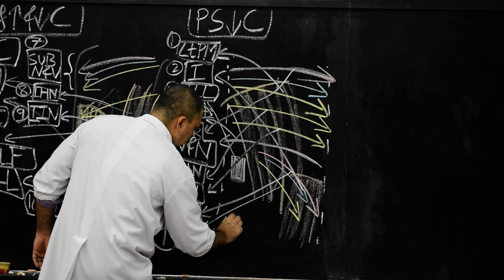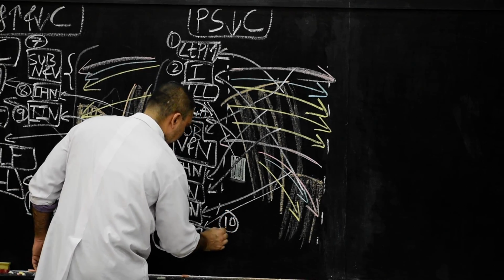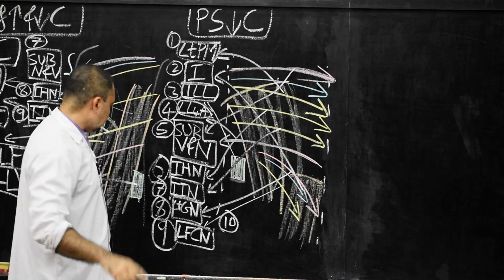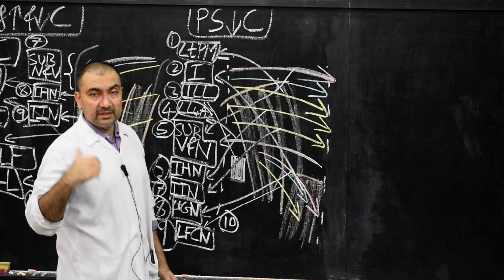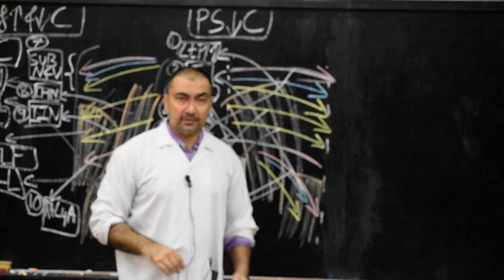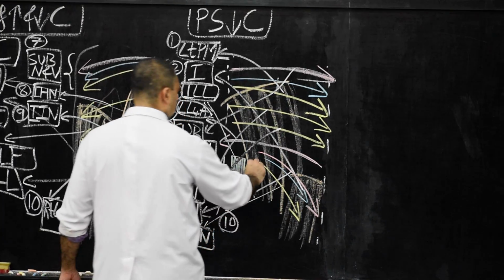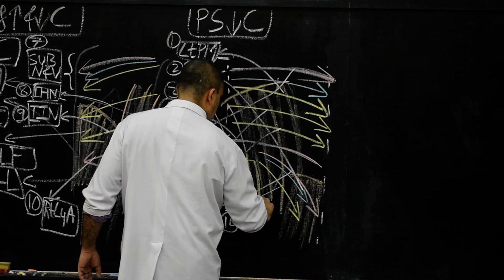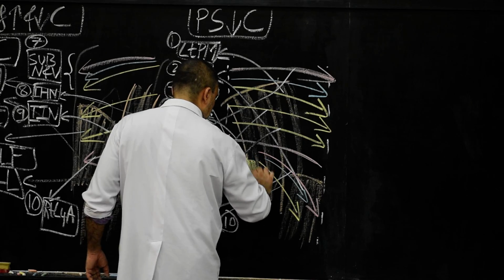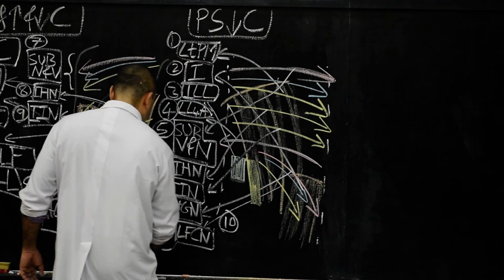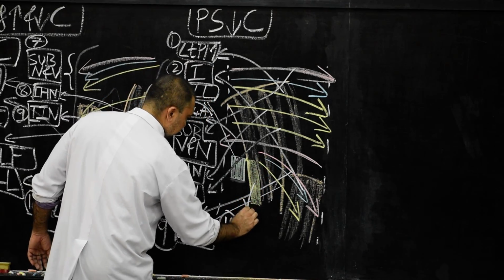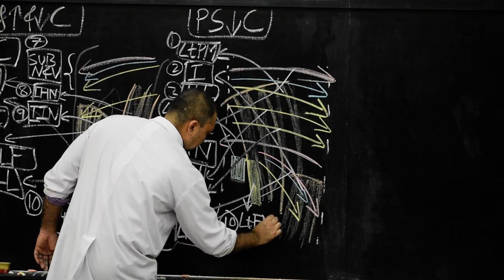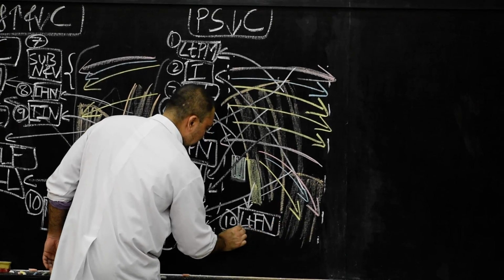Then structure number 10, trunk of left femoral nerve. This is an important relation which is not found even in the posterior relation of ascending colon. So here I am going to mark this as the trunk of the left femoral nerve. So please mark this as left femoral nerve, the trunk of the left femoral nerve.